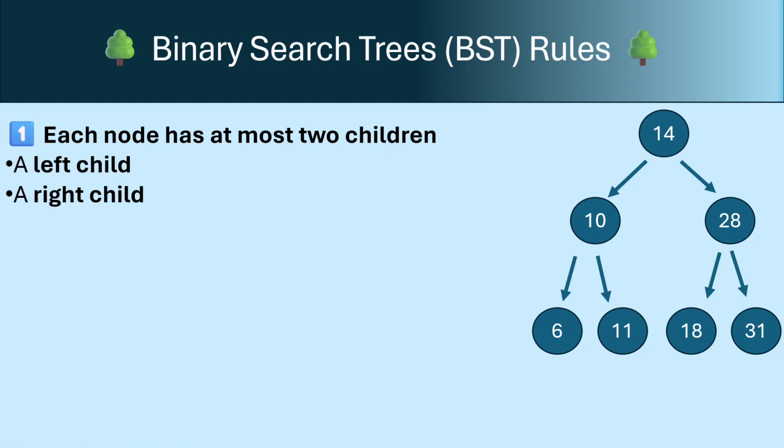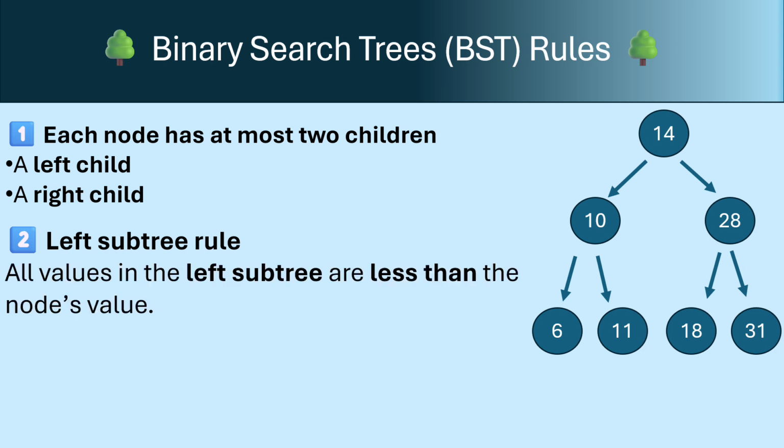Now there are rules for who is on the left and who is on the right. The rule is that the left subtree must be less than the parent node. So all the values in the left subtree are less than the value of the actual node. So the numbers on this side are going to be less than 14. So 10, 6, 11 are all less than 14.